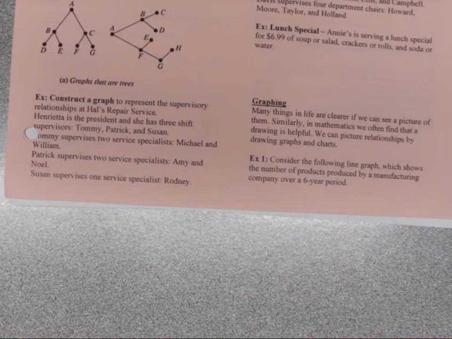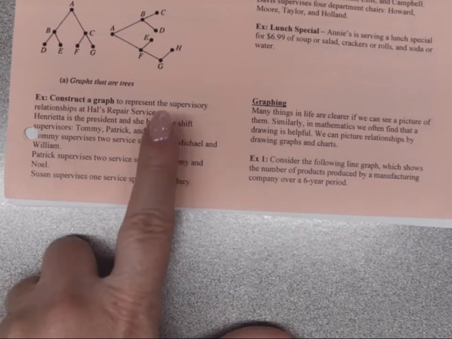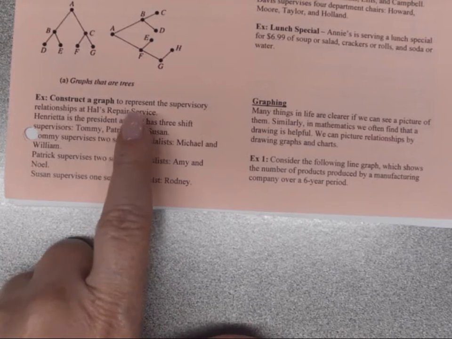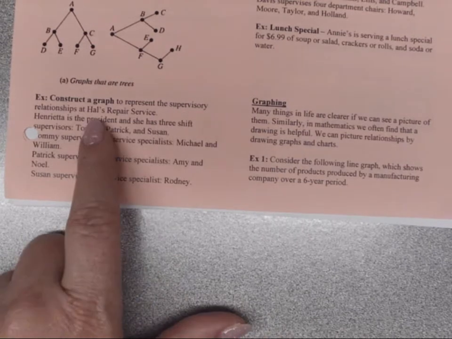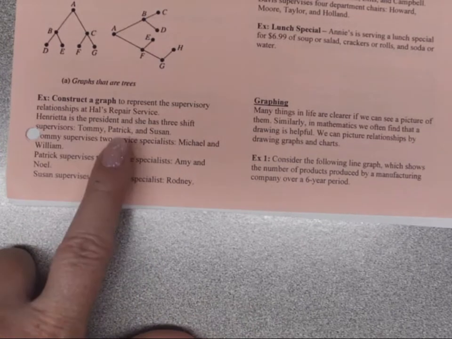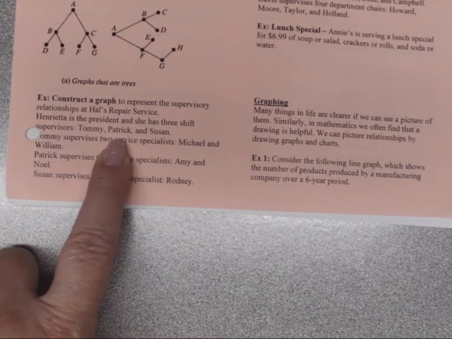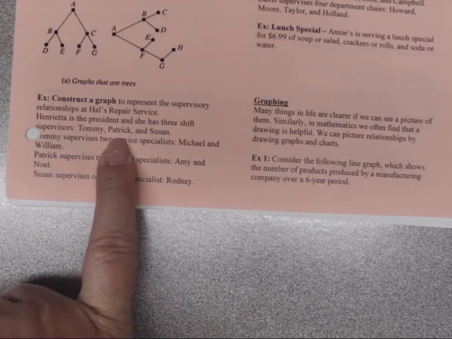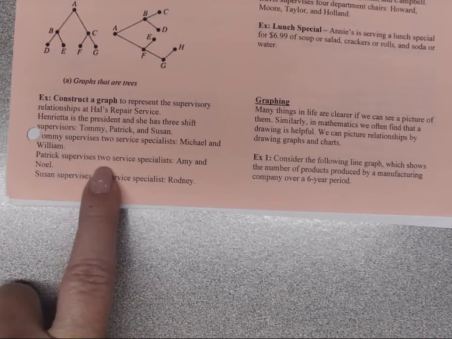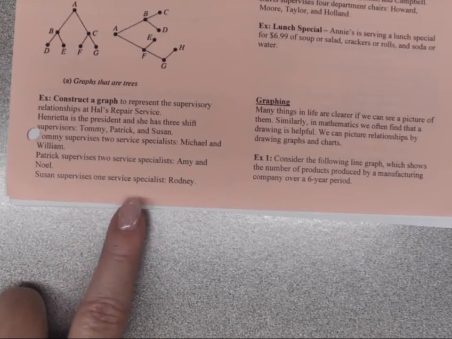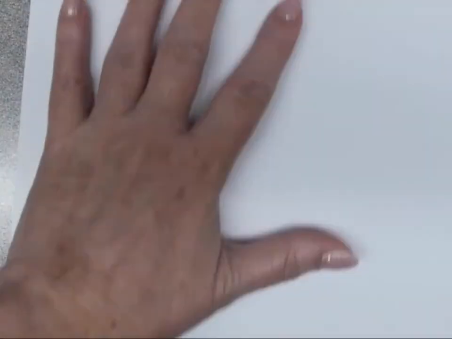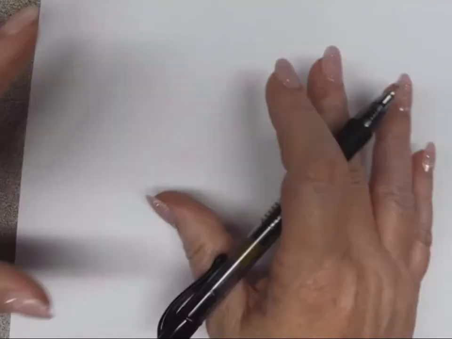So construct a graph, and the graph we're looking at is tree diagram graphs, to represent the supervisory relationship at Hal's Repair Service. Henrietta is the president, and she has 3 shift supervisors, Tommy, Patrick, and Susan. And then Tommy supervises some people, and Patrick supervises 2 service specialists, and Susan has 1. So we're going to use this to draw a tree diagram.